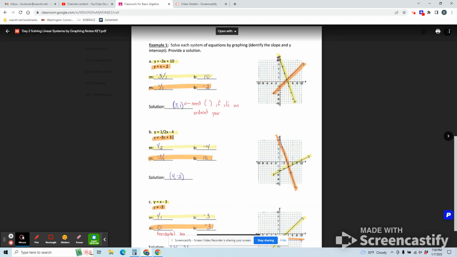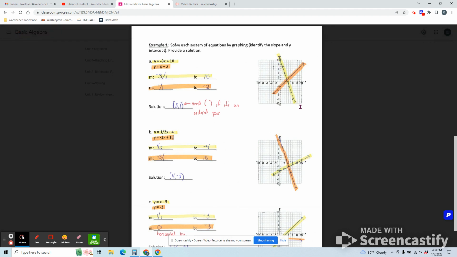Started at 10 on the y-axis, I went down 3, right 1, down 3, right 1, and I just kept going. The more points you have on the line, the more accurate your answer will be. Okay, so don't stop after 2 points. Keep going. I would suggest putting at least 5 points, if possible, on each line that you create or more.